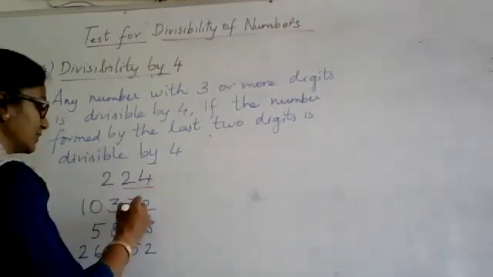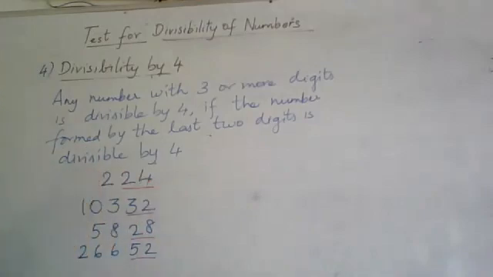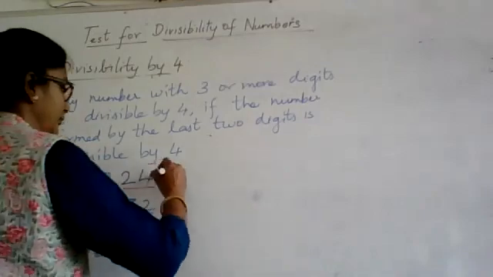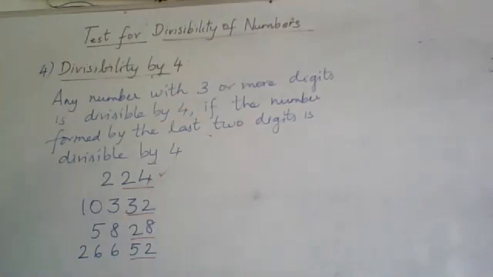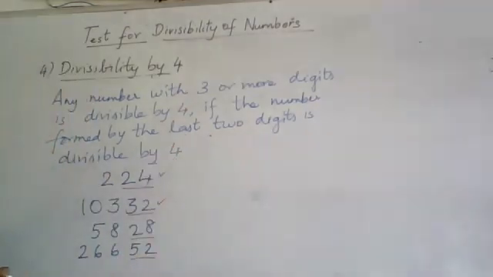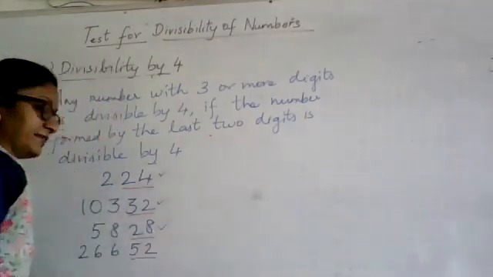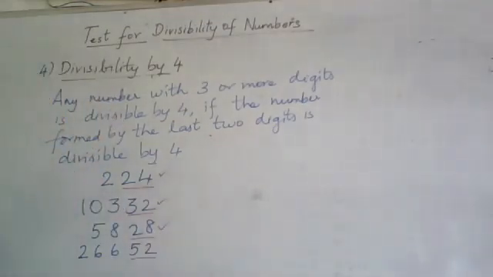So the last 2 digits is what I have to take. Now this is 24. 24 is there in the 4 tables. 4 6s are 24. So this number is divisible by 4. The last 2 digits here is 32. So can I say it is divisible by 4? Yes, because 32 is there in the 4 tables. This is also divisible by 4. Next one, 28. Yes, 4 7s are 28. So I know it is divisible by 4.